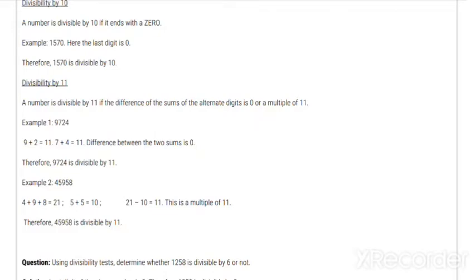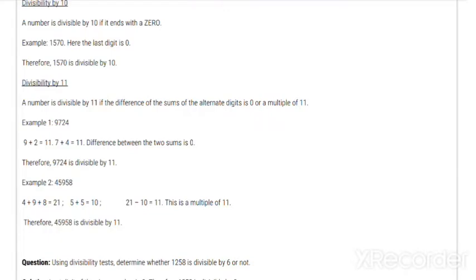Like for example, 9,724. Now the sum of alternate digits, 9 plus 2 is equal to 11. Next, the sum of alternate digits, 7 plus 4 is equal to 11. Start from the left hand side of the given number and find the difference between the two sums, that is 0. So children, we can say the given number is divisible by 11.